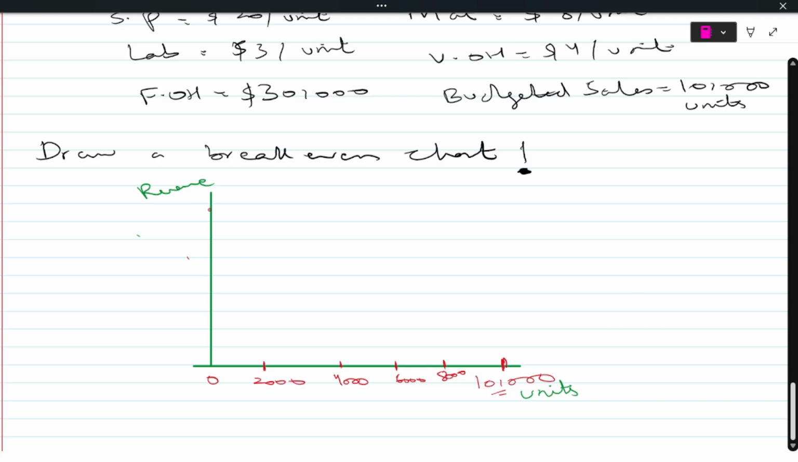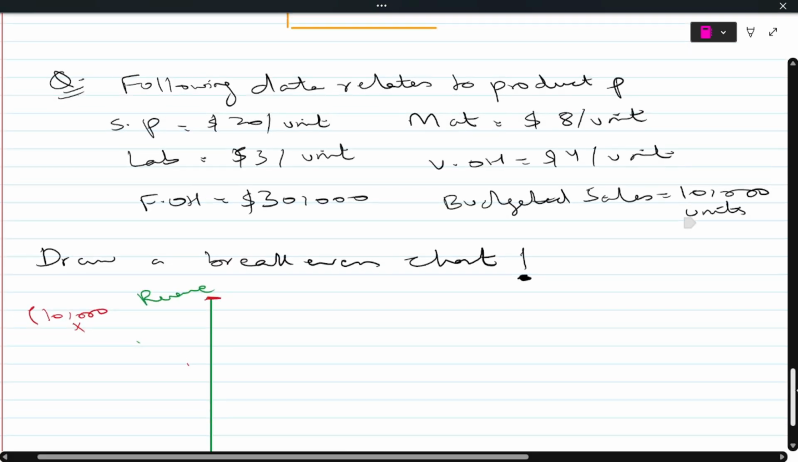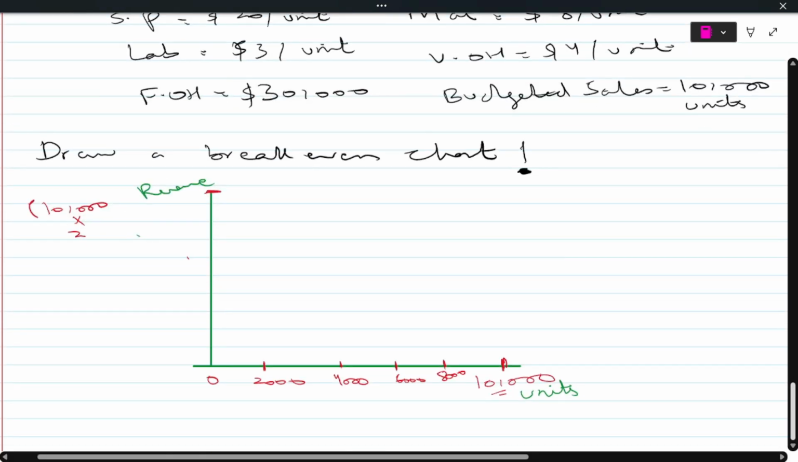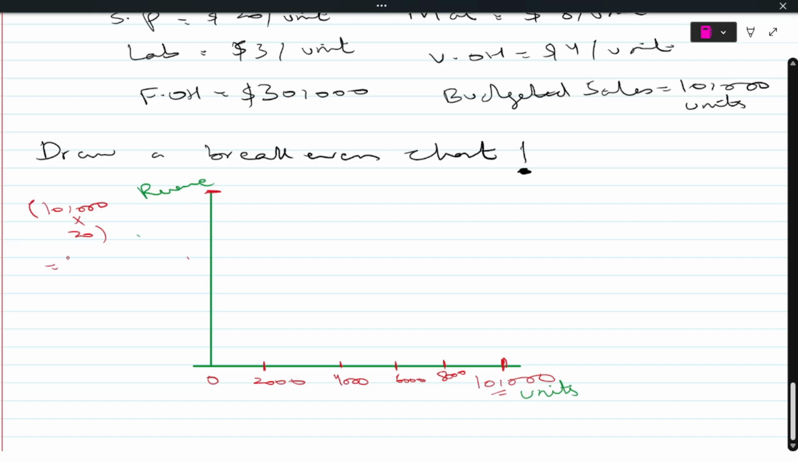Now when it comes to revenue, it's going to be the same thing. What is the maximum revenue that you're going to write over here? It's going to be the maximum budgeted sales, which is 10,000 units over here, times your selling price. What is the selling price? $20, right? So that's going to give you your maximum revenue, which is going to be how much? 10 times 20, that's $200,000, right? So over here I'm going to write in my maximum value as $200,000.